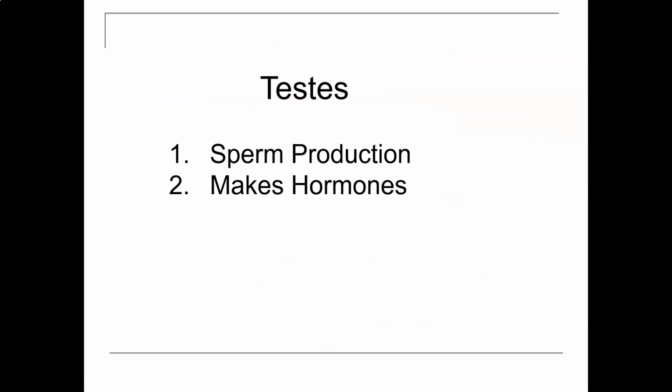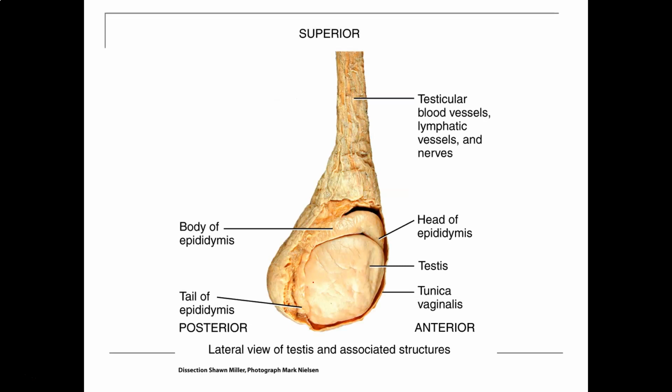Okay, so let's start with the testes. Two main functions: sperm production and making testosterone and other androgens. So this is the primary gonad. Here's an actual testes, and you also see the epididymis right here.